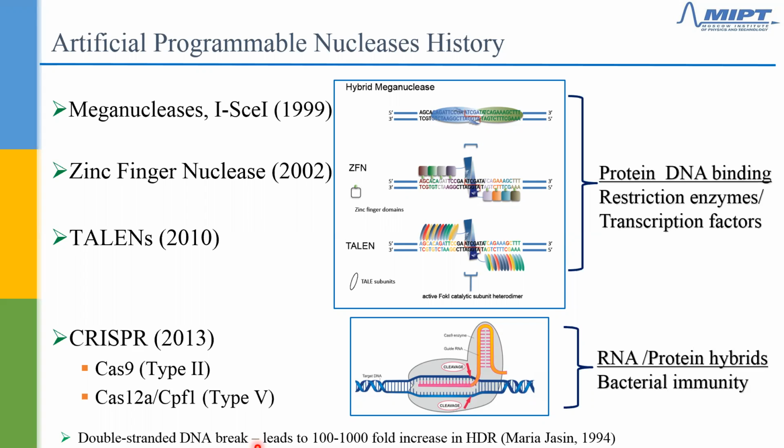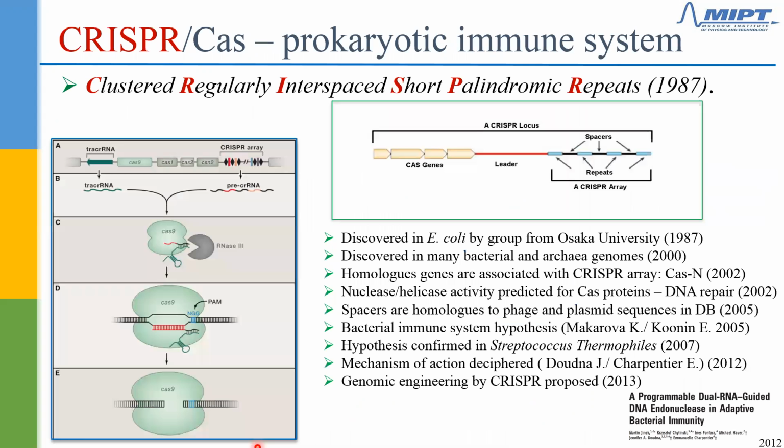All of it, of course, was considered in the first place because a double-stranded DNA break leads to a 1,000-fold increase in homology-driven repair. The discovery was made early on by Maria Jasin's group. By cutting DNA, you will be able, using homologous recombination, to make changes in DNA. And that's why those nucleases have been developed, and that's why CRISPR as a nuclease itself was employed for genome engineering.